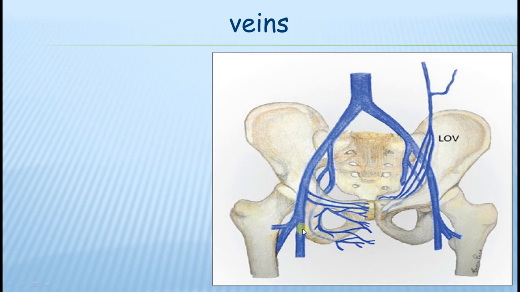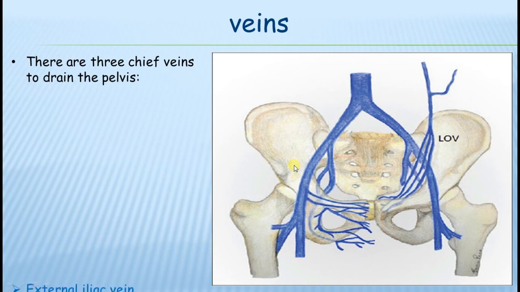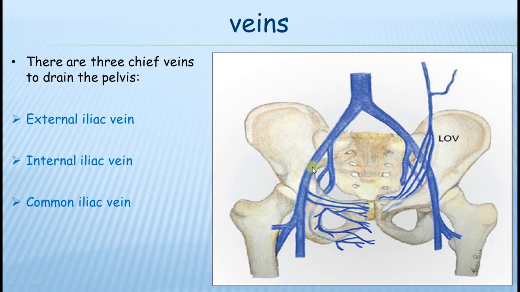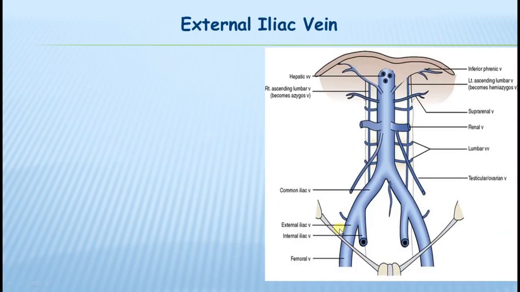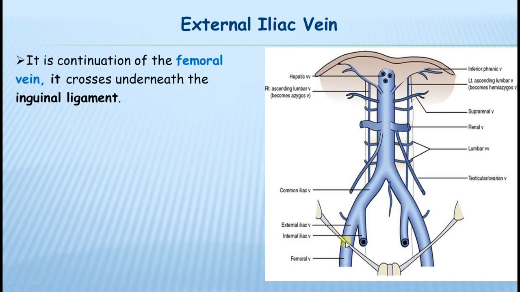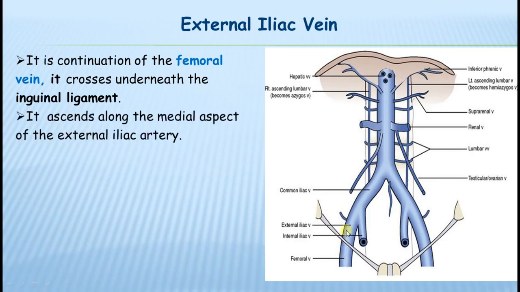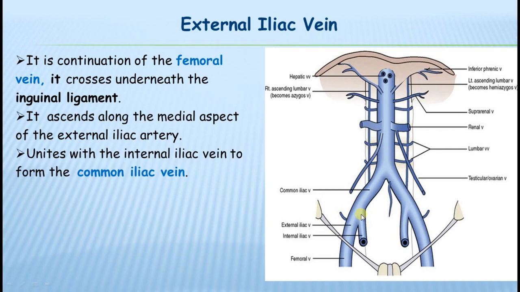The internal iliac vein joins with the external iliac vein to form the common iliac vein, which is formed at the level of the 5th lumbar vertebra, L5. The external iliac vein continues as the femoral vein deep to the inguinal ligament, and ascends along the medial side of the artery and unites with the internal iliac vein to form the common iliac vein.